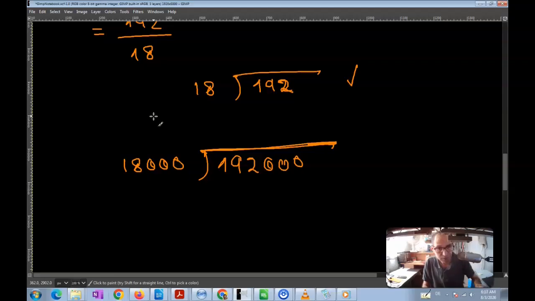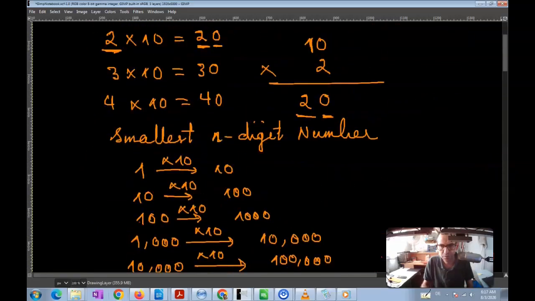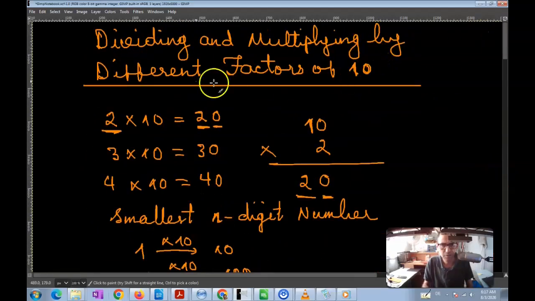So that's essentially all about dividing and multiplying by different factors of 10, and also the simplification of fractions. I hope that this video was helpful, and of course it will be helpful once we get to the exercises in just a few videos, and I will see you in the next video. Thank you.